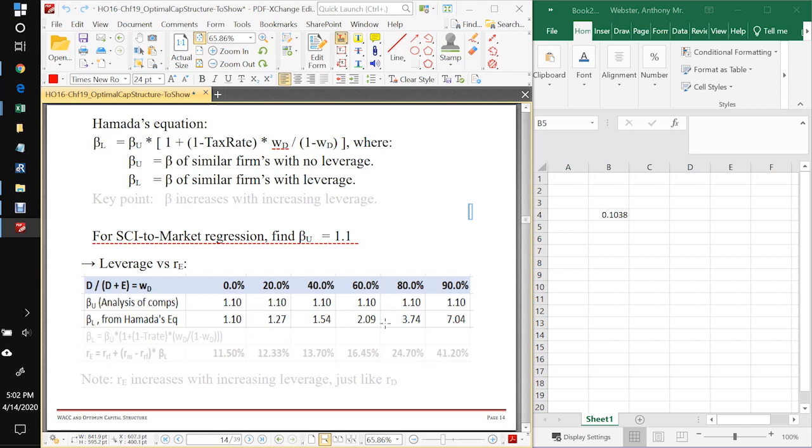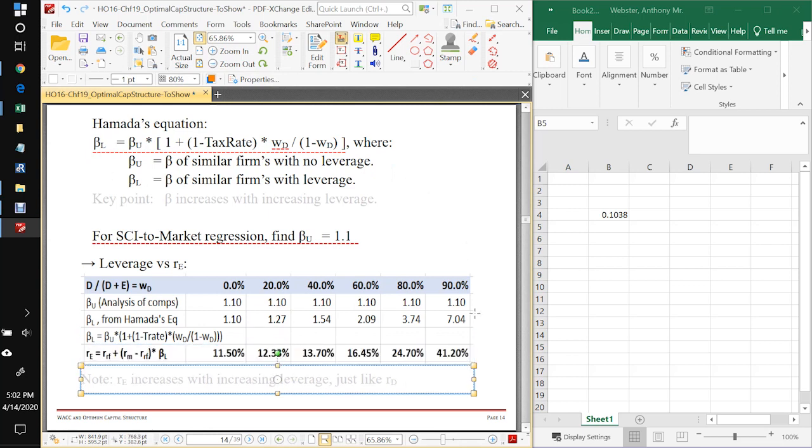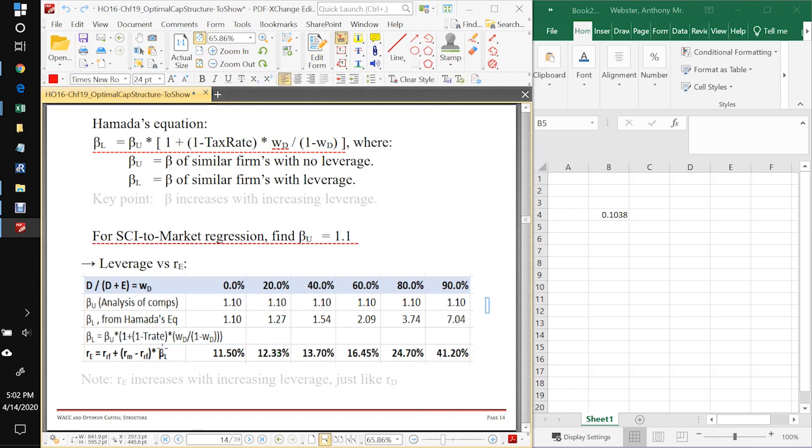60% leverage, it goes up even more. 80%, 90%. And it's going up mathematically. Again, you don't have to compute this, but it's going up mathematically through that equation. Okay, and here again is that equation. And so now that we've got our beta in each of these cases, we can compute our cost of equity capital for each level of leverage, okay?